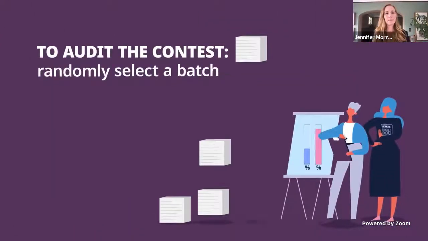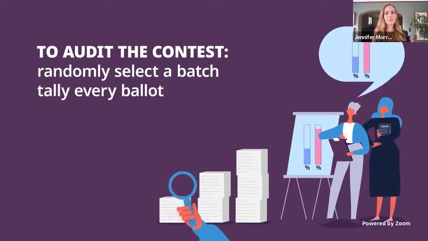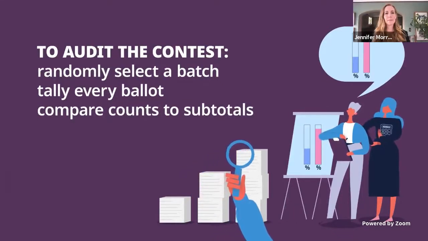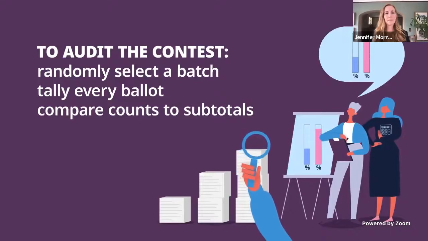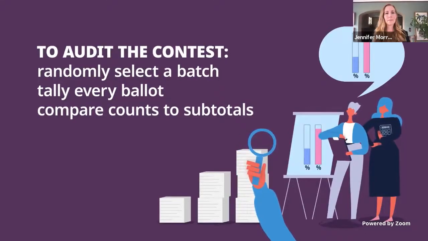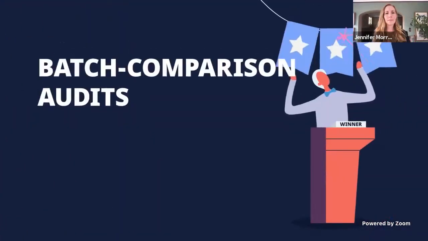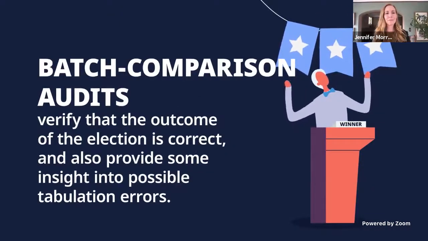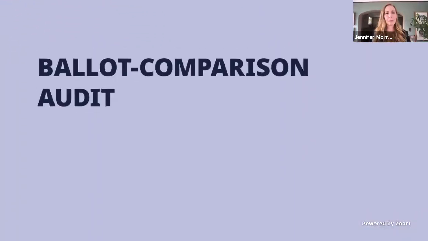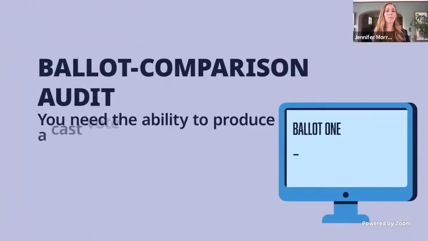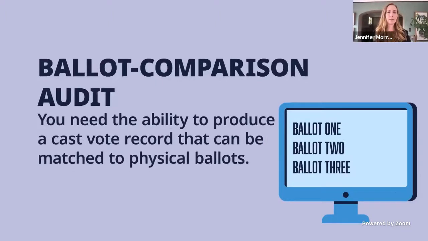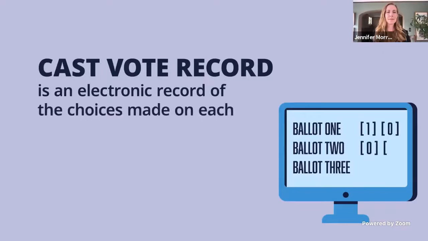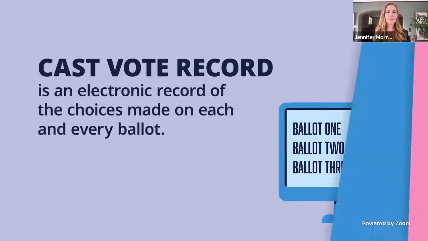To audit, you randomly select a batch, then you manually tally every ballot in that batch. Then, you compare your count to the reported subtotals. This process repeats until you have statistical confidence that the correct candidate won. Batch comparison audits verify that the outcome of the election is correct, and also provide some insight into possible tabulation errors. To conduct a ballot comparison audit, you need the ability to produce a cast vote record that can be matched to physical ballots. A cast vote record is an electronic record of how the voting equipment interpreted the choices made on each and every ballot.